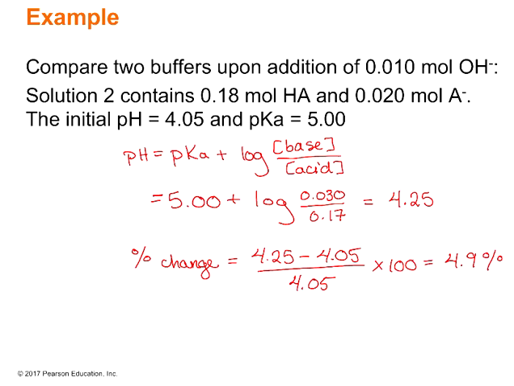So what this tells us is that we do want a buffer that contains approximately equal amounts of acid and base, or exactly equal amounts of acid and base. If we have too much of one or the other, it's not going to be a very effective buffer. And in this case especially, where we had significantly more acid, it was able to react with the added base, but we didn't have enough of the conjugate base to give us a better effective buffer.